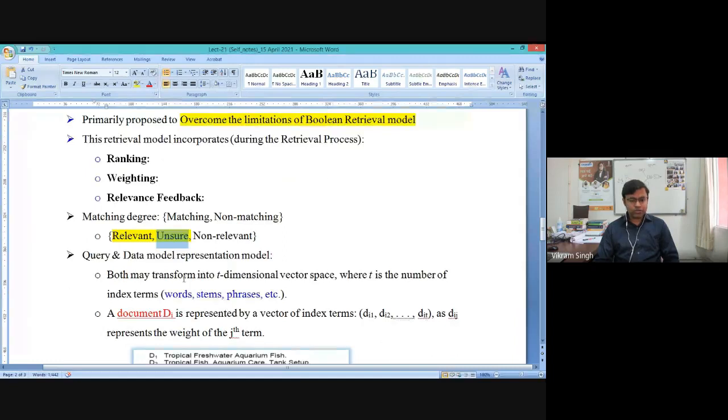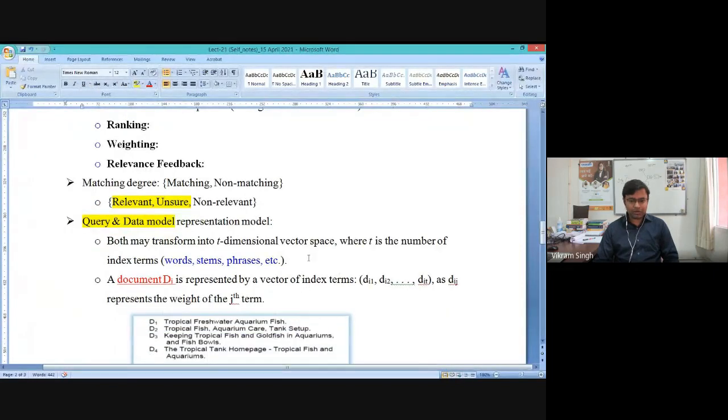Now, when it comes to the representation model for query and data collection, we have talked about the vector space. We will adopt a vector representation, and in this retrieval model we will have t dimensions. Because it is a vector representation, you need to be concerned about the dimensions. So what is the dimension of the vectors we are talking about for query and data representation? It will be t-dimensional.